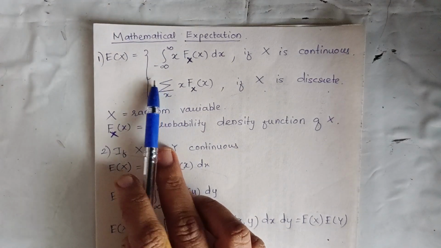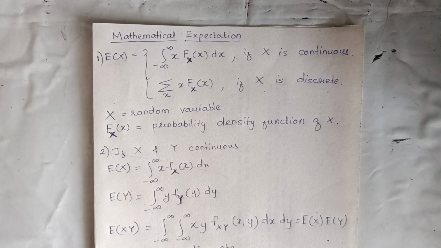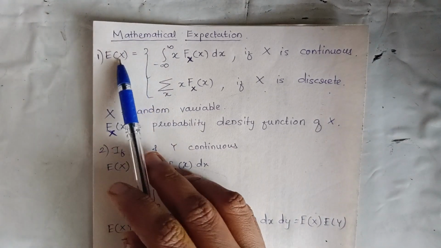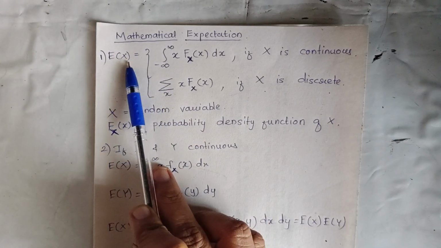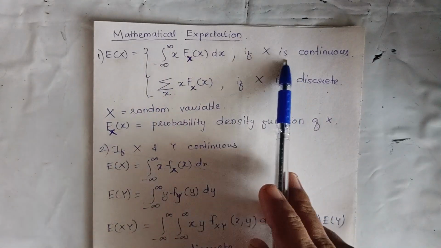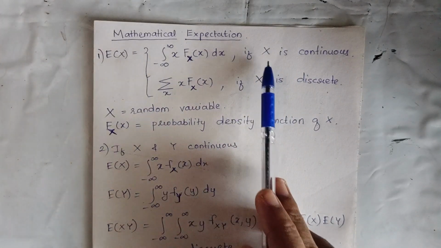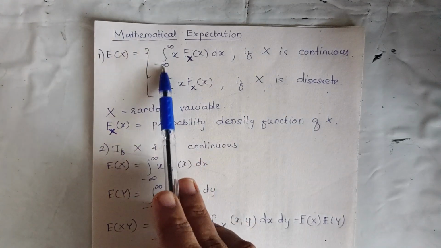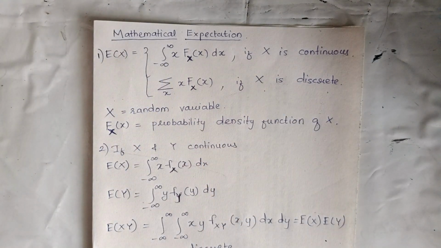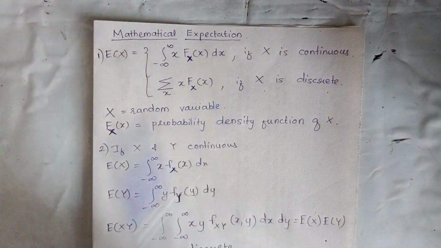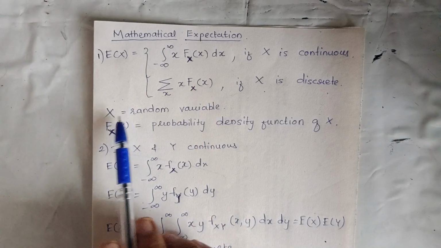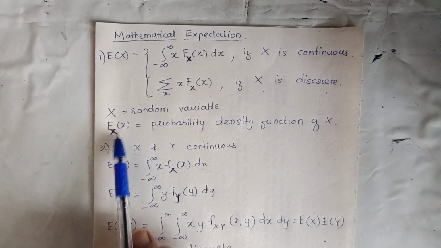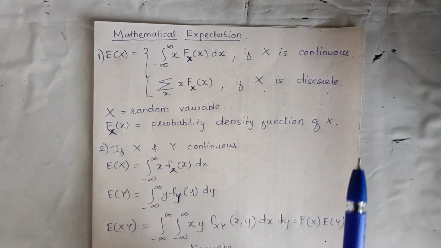So expectation we have seen in probability in 12th standard also. It is a mean. So here it is for higher level, that is B.Sc level. Expectation is defined in these two forms for x, which is a random variable. If it is continuous, then we define it in integral form, from minus infinity to infinity x f(x) dx. And for a discrete, it is given in the summation form. So this f(x) is the probability density function of x.